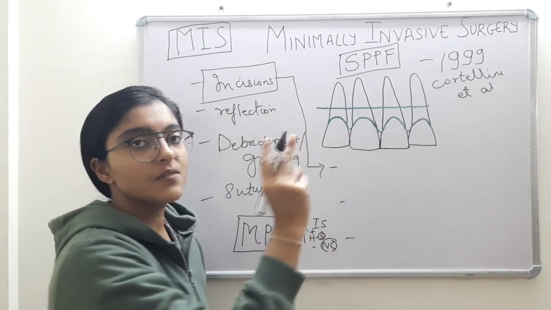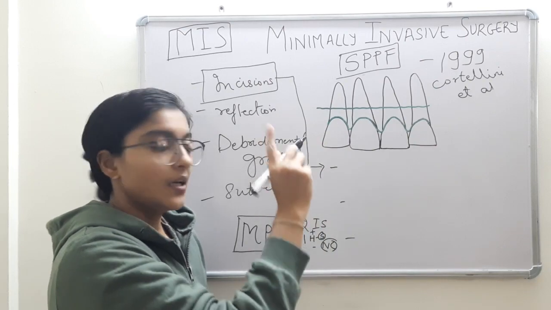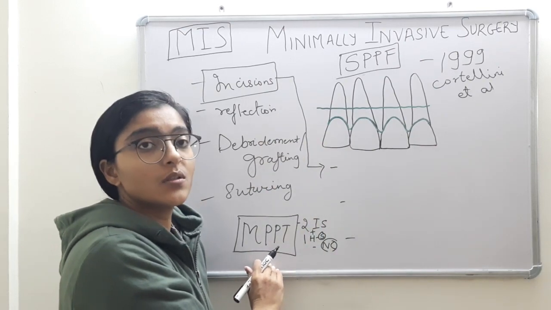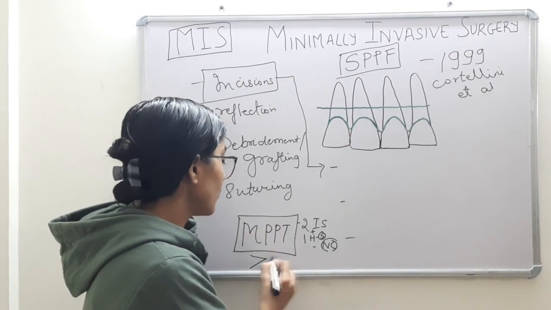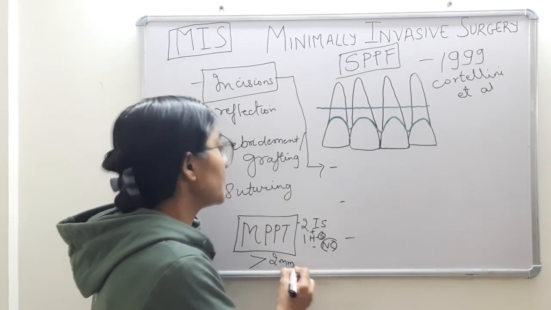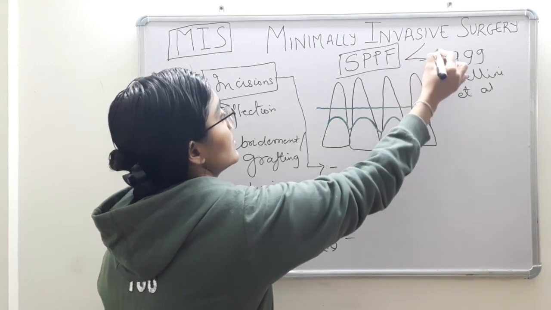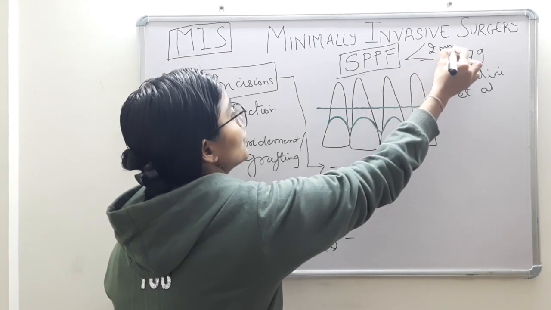The first difference we have already discussed, that is MPPT is more used in anteriors and wider interproximal regions more than 2 mm, and SPPF in narrow interproximal regions, that is up to 2 mm.